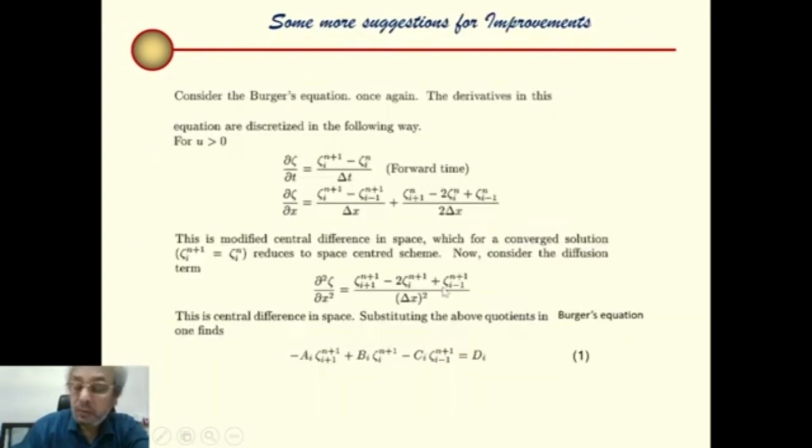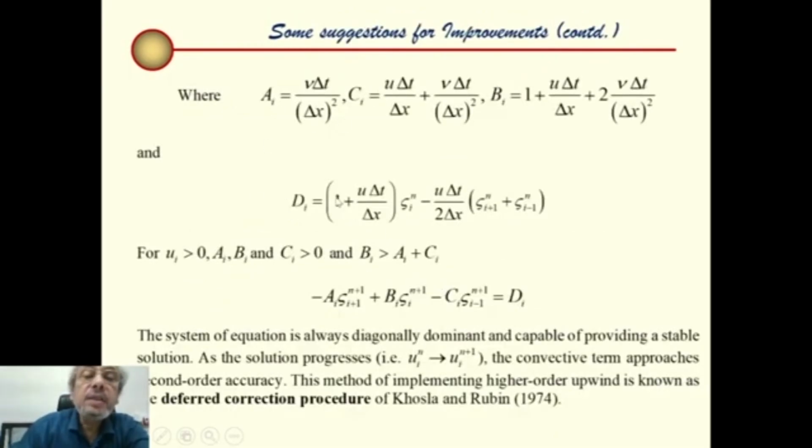And we can revisit a_i. We have written, but what are a_i? If you calculate, it will be nu delta t by delta x square. c_i is u delta t by delta x plus nu delta t by delta x square. b_i is 1 plus u delta t by delta x plus twice nu delta t by delta x square.